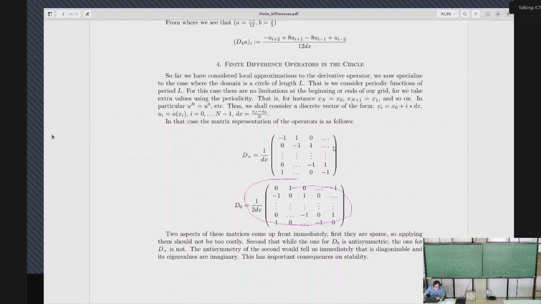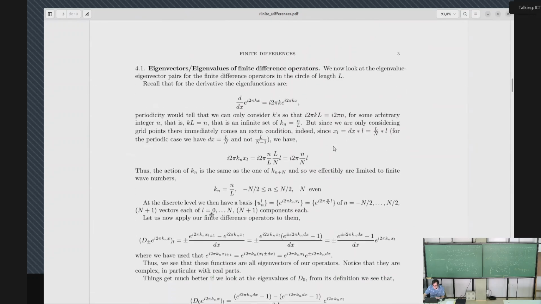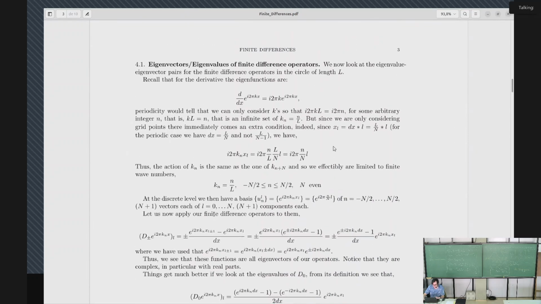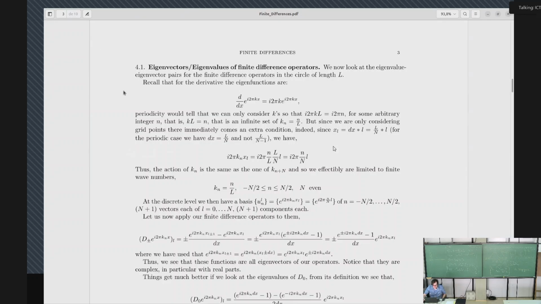So now let's try to continue here. What we are trying to approximate is this operator here. We are trying to approximate the operator of taking a derivative, right? This is the operator that we are trying to approximate. This is what the D is replacing.